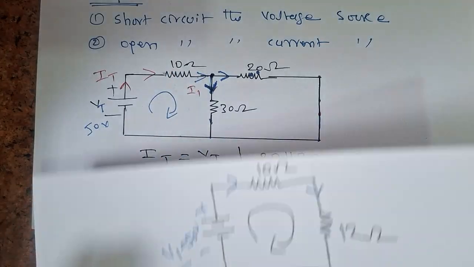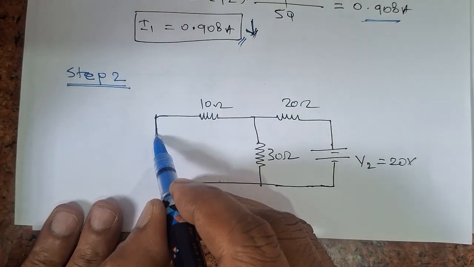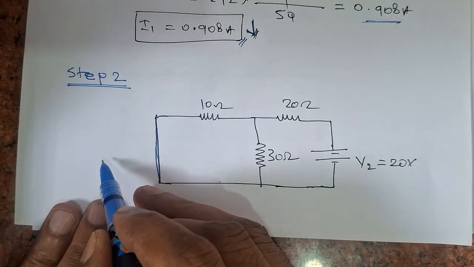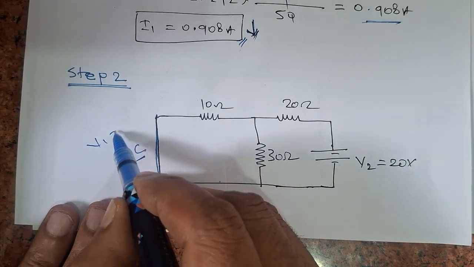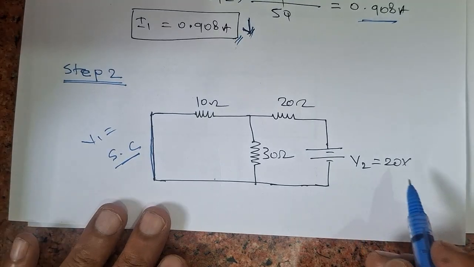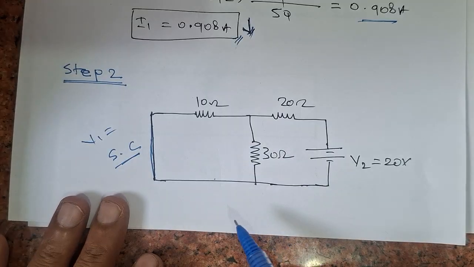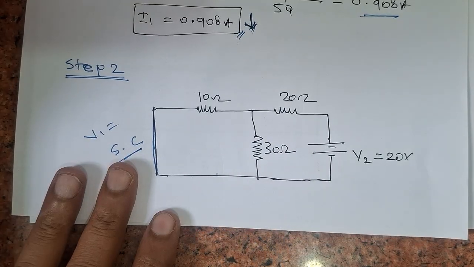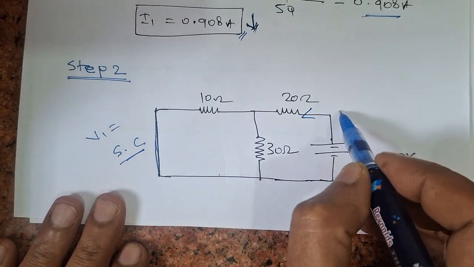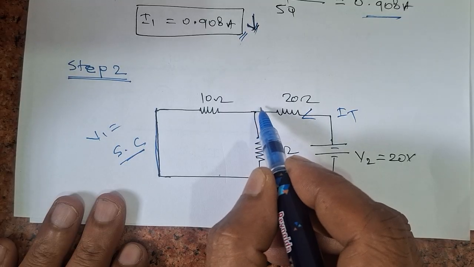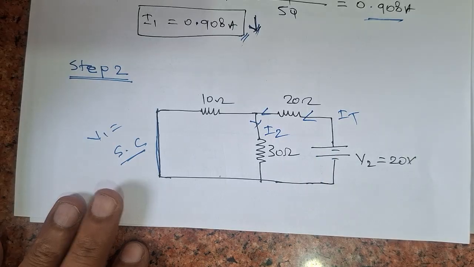Similarly, same procedure. So now what I am doing, I have closed this V1. So V1 is short circuited. V1 is equal to short circuit. So now V2 is acting alone. When V2 is acting alone, what is the response? Again, same procedure. Current is coming like this, and let us say this is the total current, and some current is flowing like this. From the source, I'm assuming the I2 current.